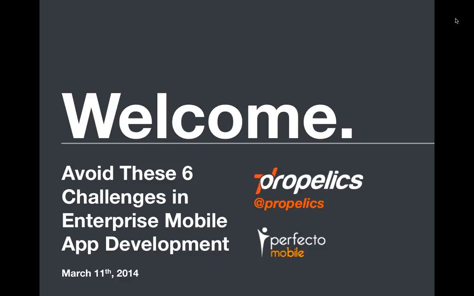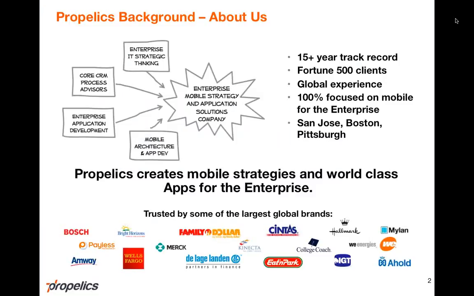I want to give you a quick background on Propelics before we get started. We are a company that focuses on mobile strategy and mobile app development for large companies. Our clients are spanning across the Fortune 500, as you can see from some of the logos on this slide. We have a long track record on advising companies on dealing with disruptive changes, and mobile is the disruptive change that Propelics is focused on.